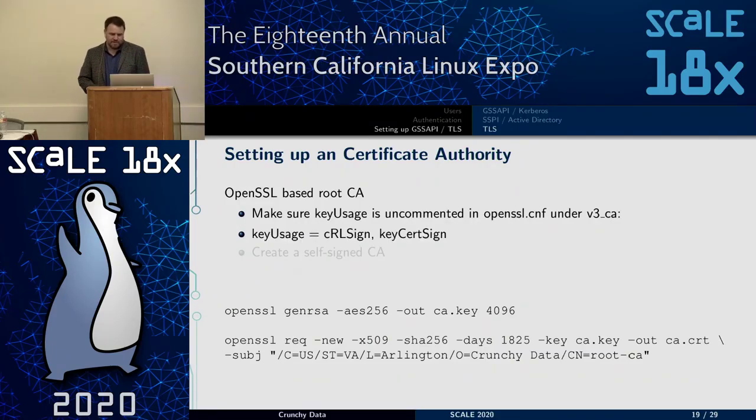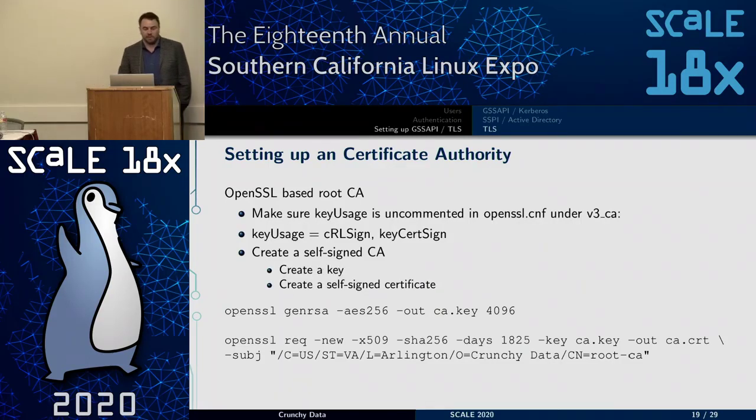So first thing to do is set up an OpenSSL based root CA. In order to do that, you have to modify the OpenSSL CNF file to specify this different key usage, CRL sign and key cert sign specifically. And then you can go ahead and create a self-signed CA using these commands here. This first one just generates a key. That's all it does. This is the private key. And then this creates an actual request with a key and gives you your self-signed root CA.